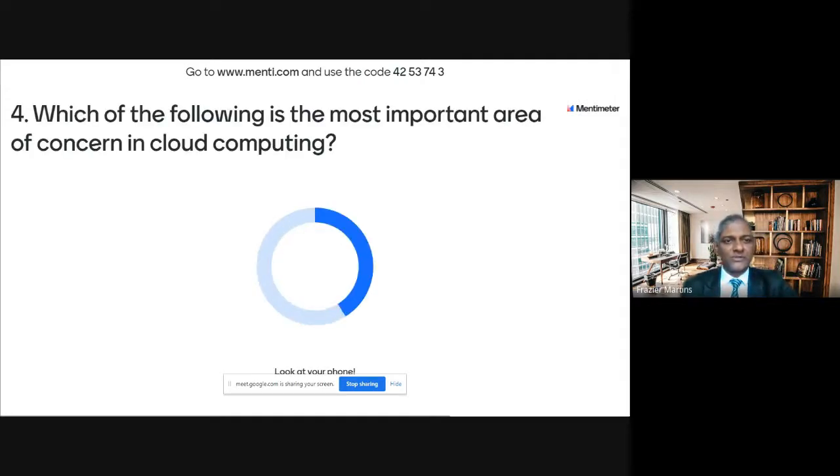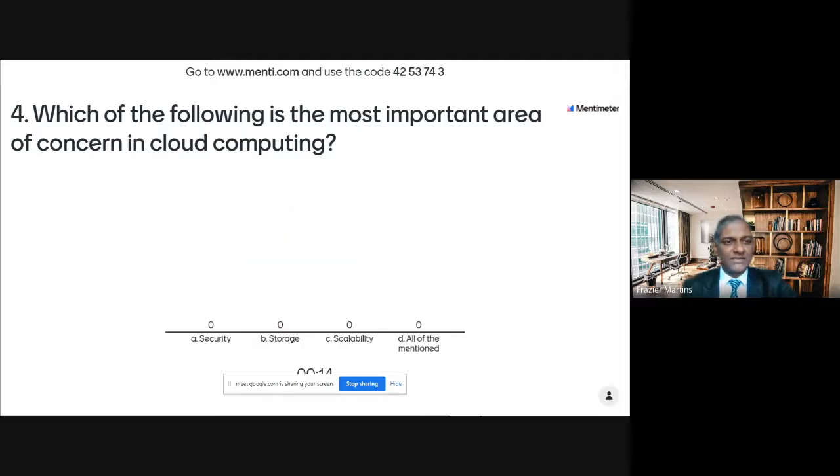Question 4, which of the following is the most important area of concern in cloud computing? A, security, B, storage, C, scalability, D, all of the mentioned.